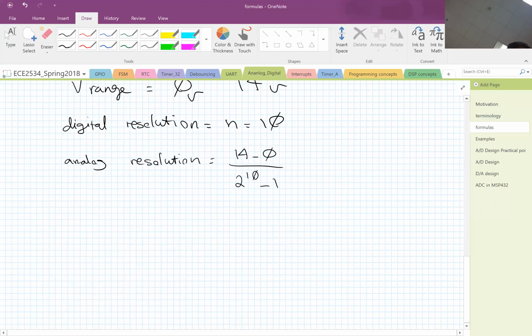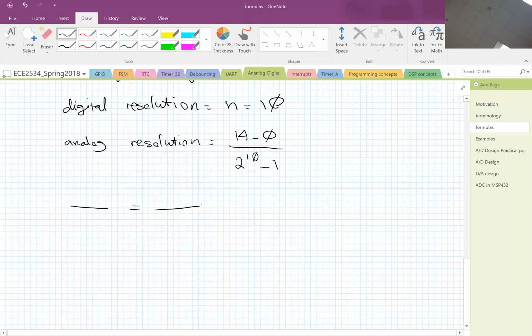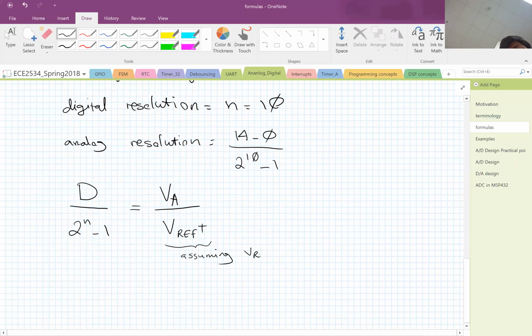So that's your basic general formula. And another very important thing that I would like you to always remember is this, that the digital over 2 to the n minus 1 is equal to the analog, let's say that your Vref minus is 0, over the Vref plus. This is something that if you keep in mind, everything else you can get from here. The analog voltage, so VA. I'm assuming Vref minus is 0. If that changes, everything is just going to be shifted by the amount of Vref minus.